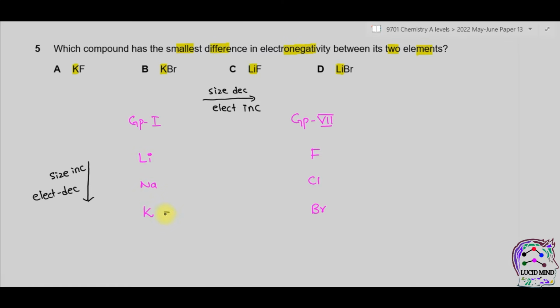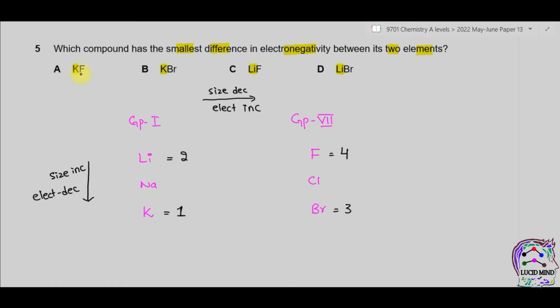So let's suppose if the value of electronegativity for potassium is taken as 1, then lithium should be 2 because it is smaller in size. And then along the period the electronegativity increases. So for fluorine we know it has the maximum value of electronegativity, which is 4, and down the group size increases, so electronegativity will decrease. So for bromine we can say, let's suppose it is 3. Now we can find out the difference, and the one that has the smallest difference would be your answer.